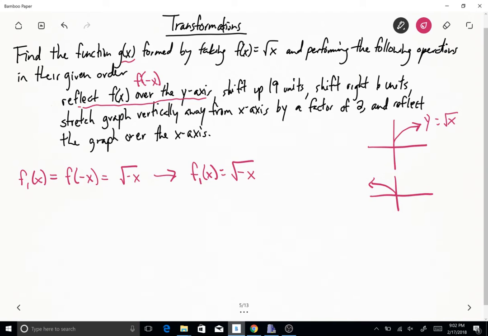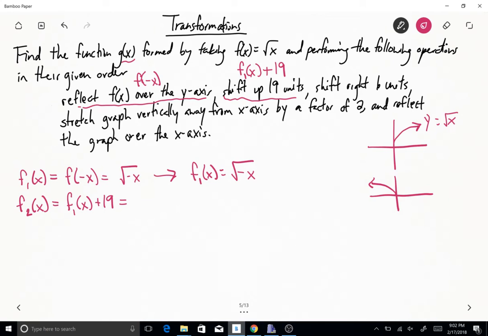And so in our next step, we're going to deal with f1 of x. So what's our next step? Step 2: shift up 19 units. Since it's step 2, we'll call this f2 of x. So what we're going to do is take f1 of x. The way we shift up and down is add or subtract. In this case it's up, so we're going to add 19 there. So this is f1 of x plus 19.